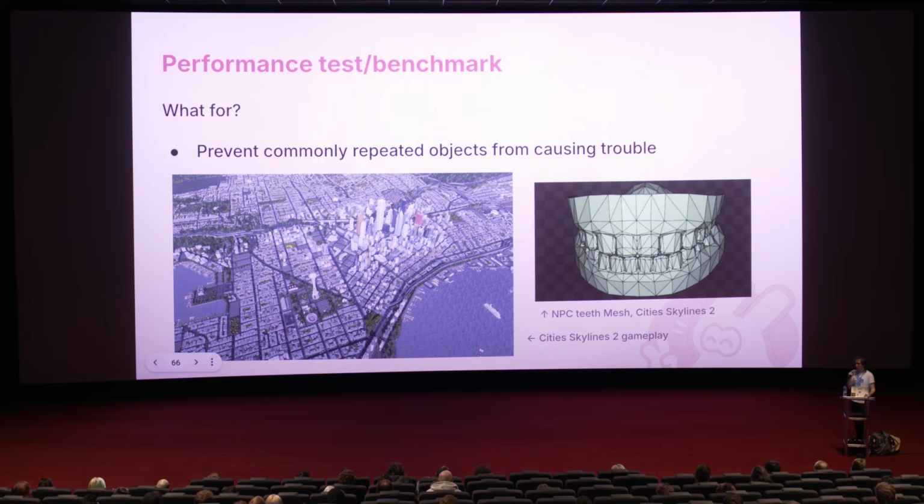I don't know if you're aware of this. I know some people are aware of it because I saw them laugh. There was a problem with the City Skylines 2 release because allegedly the NPCs had super detailed teeth meshes. And I don't know if you can see any NPC on the left screenshot, but I guess it doesn't make a lot of sense to have these detailed teeth if you're not going to see NPCs, right?